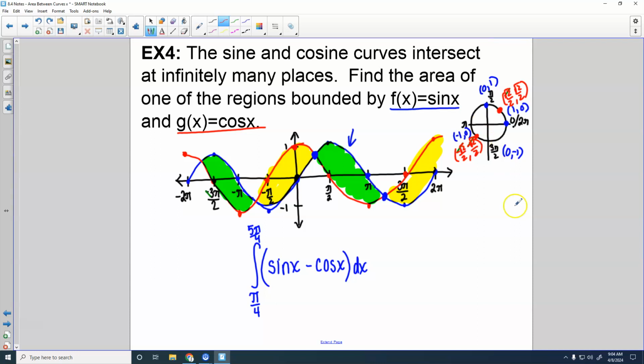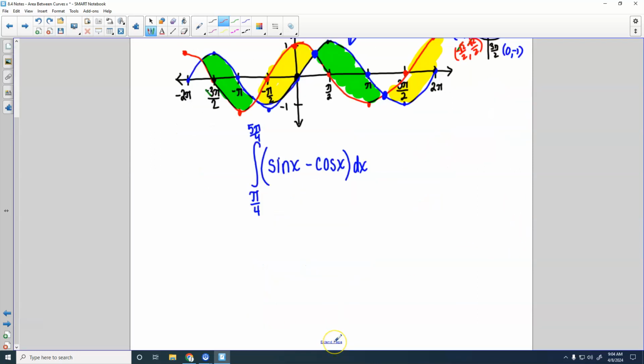All right, we must integrate this. What is the integral of sine? Negative cosine. What's the integral of cosine? It's positive sine, but there is already a minus there in the problem, so you'll end up with a minus sine x. And we will evaluate this from pi over 4 to 5 pi over 4.